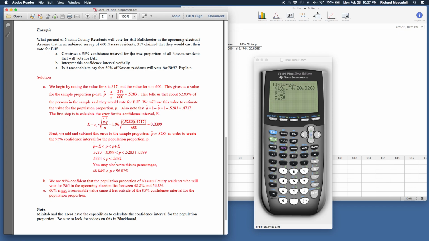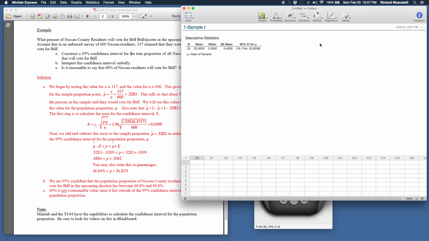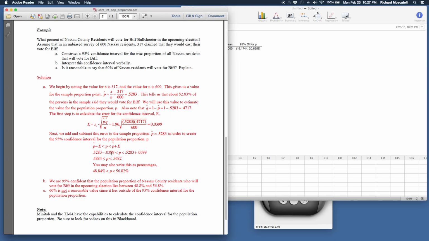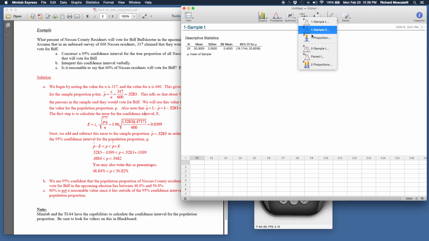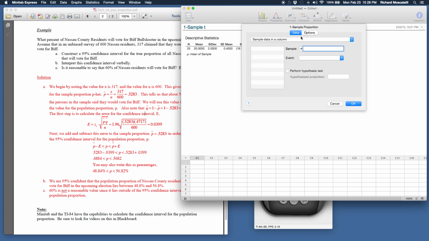using the defining formulas. Using Minitab Express, this can be done in seconds. So this procedure is rather lengthy to do by hand using formulas and some type of hand calculator. But the inference menu here is very fast to use. It's the one proportion menu, so you select that. Sample data in a column. Do we have our data in a column?